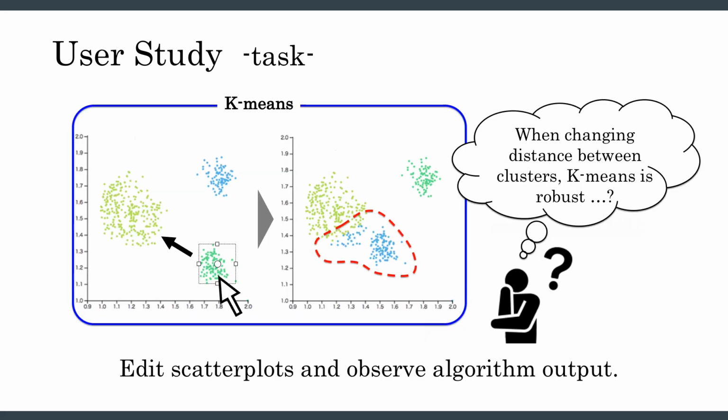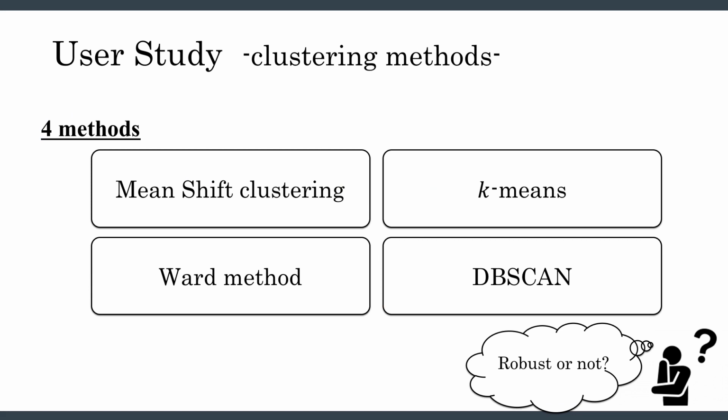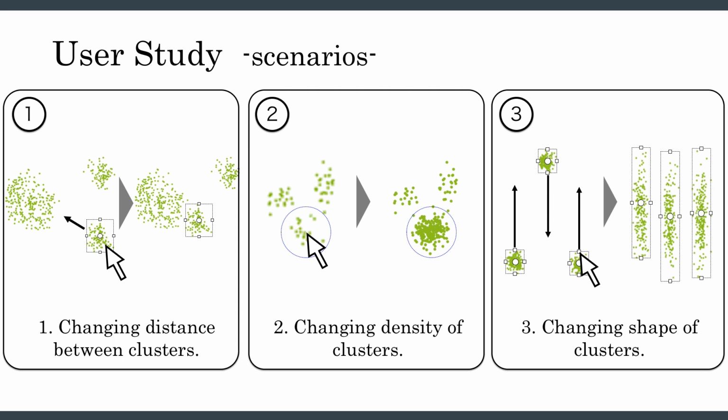The task is to edit the scatterplot according to our instruction and observe the responses of 4 clustering algorithms. We requested the participants to compare 4 clustering algorithms: mean shift, k-means, Ward's method, and dbScan. We provided 3 scenarios, each of which consists of a data distribution and edit procedure. The 3 scenarios ask the user to change the distance between clusters, density of clusters, and shape of clusters, respectively.